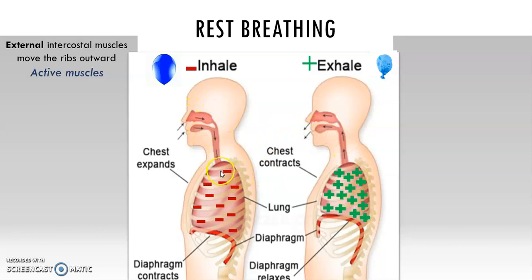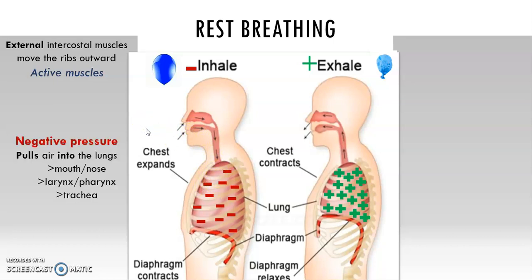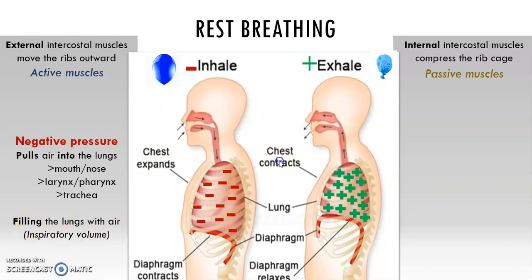So the external intercostal muscles are responsible for moving the ribs outwards, and they're active muscles. That creates negative pressure that pulls the air into the lungs. So negative pressure meaning that there's a lot of space in between the molecules, and there's less pressure in the lungs than there is in the atmosphere. And then it fills the lungs with the air. When the lungs are completely full, we reach inspiratory volume.